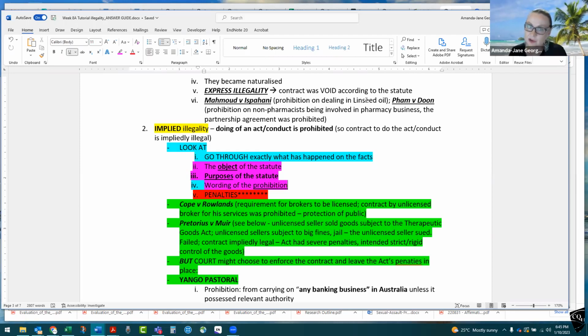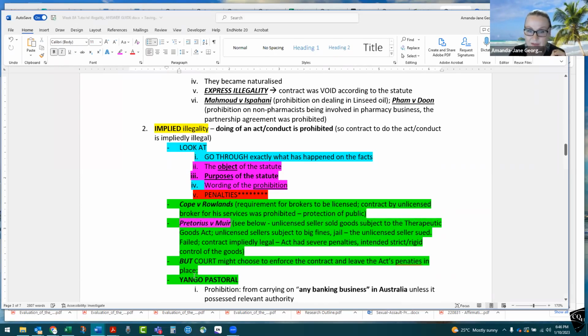Okay. Then you've got to look around at what's happened on the facts, and you've got to say, is what the parties are contracting to do likely to undermine the purpose of that legislation? Okay, and you'll often find this kind of contract being found illegal particularly where you have issues of public safety at stake. Okay, so that was the case in Pretorius and Muir.